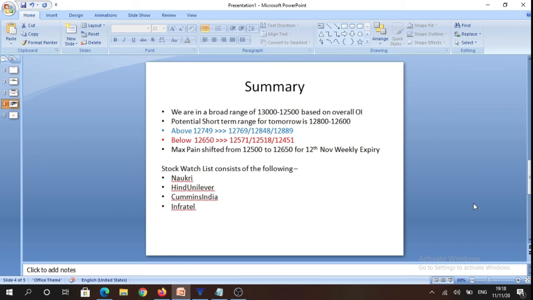And max pain has shifted from 12,500 to 12,650 strike for 12th November weekly expiry, which is tomorrow. So if market were to expire at 12,650 levels, in that scenario option writers are going to suffer the least amount of losses, theoretically speaking. And the stock watch list for tomorrow are all inside candlesticks.